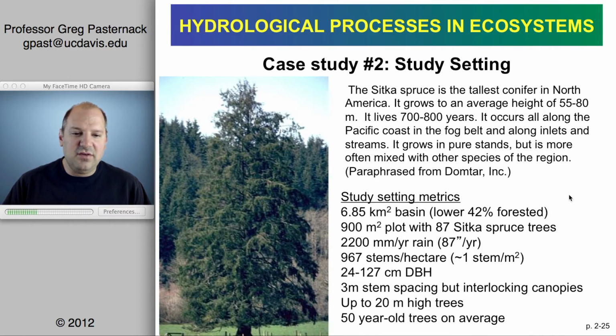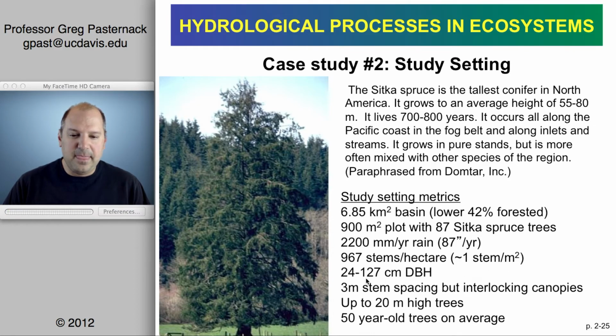In the case of this Highlands of Scotland example, they had a relatively large basin, and within that basin they had about a 900 square meter plot that had 87 Sitka spruce trees. Remember from the Scots pine study, there was 33 inches of rain per year, and here we have 87 inches of rain. So it's substantially more rain, and some of this precipitation is also falling as snow. There's a lower density of stems, only 967 stems per hectare, but that works out to about 1 stem per meter, so that's still pretty dense.